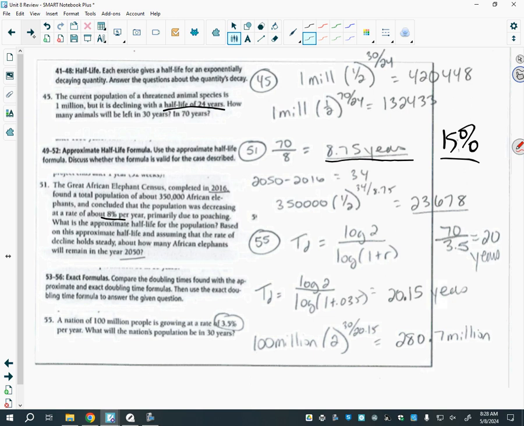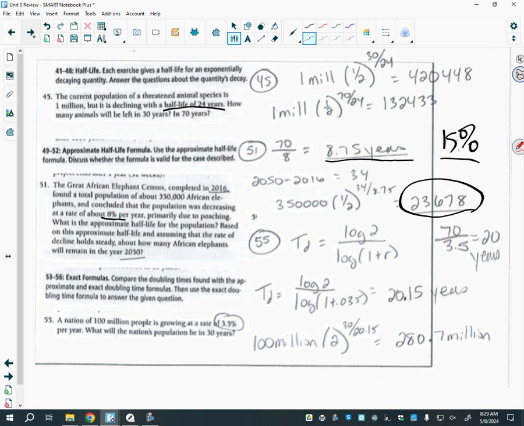But then it says, based on this approximate half-life, how many African elephants would remain in 2050? Well, we started in 2016, ending in 2050, so that's 34 years. My half-life is 8.75. And so that means, gosh, that's not looking so good for the elephants if they continue to decline. They would be down to 23,678 is what I got.